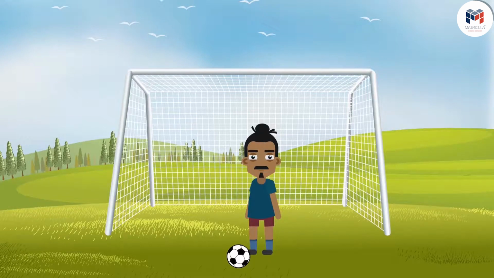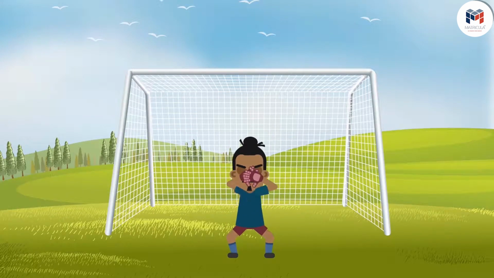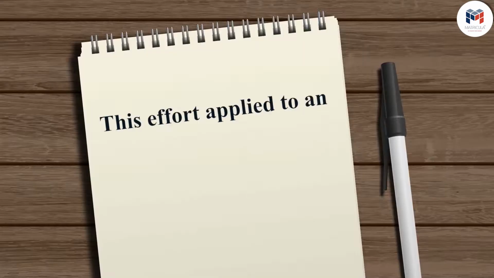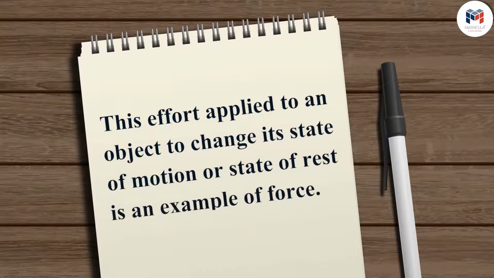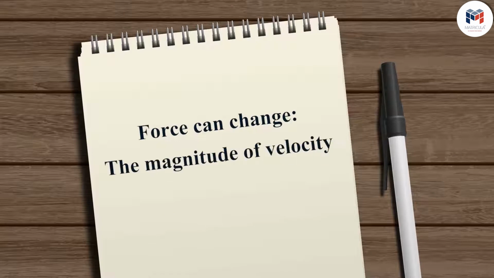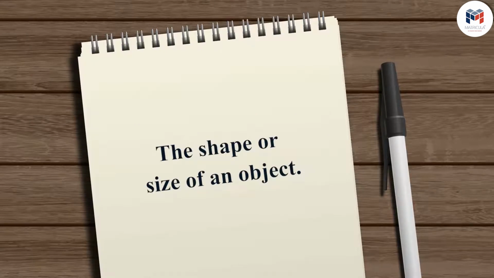We have observed that to move an object at rest or to stop a moving object, we need to put in some effort. This effort applied to an object to change its state of motion or state of rest is an example of force. Force can change the magnitude of velocity and the direction of motion. It can also change the shape or size of an object.